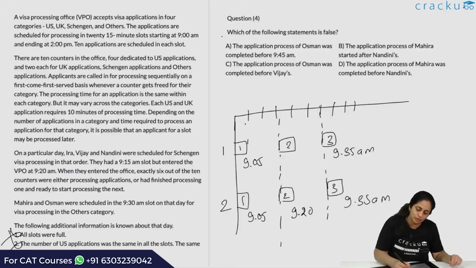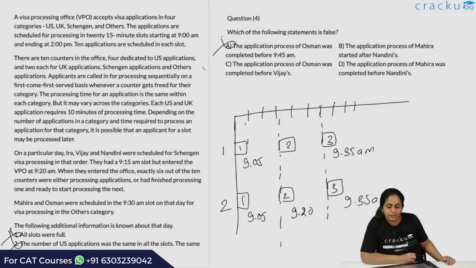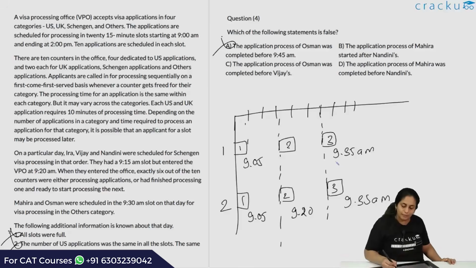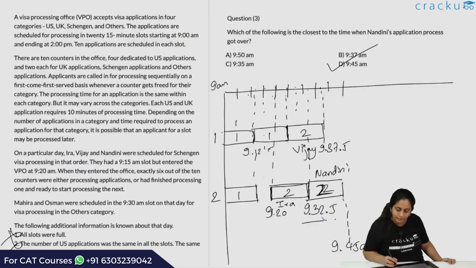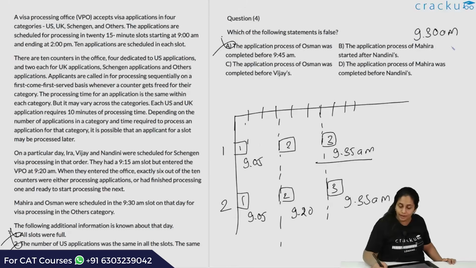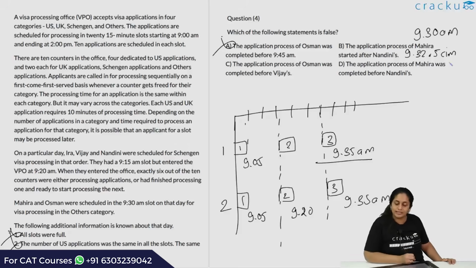So this is true. So I can eliminate this. The application process of Mahira started after Nandini's. This is not true because the application process of Mahira started at 9:30 am. And I know from this that the application from Nandini started at 9:32.5 am. So for Mahira it started at 9:30 am, for Nandini it started at 9:32.5 am. So who started before? Mahira's application process started before Nandini's. So this statement is not true. So B has to be the right answer.